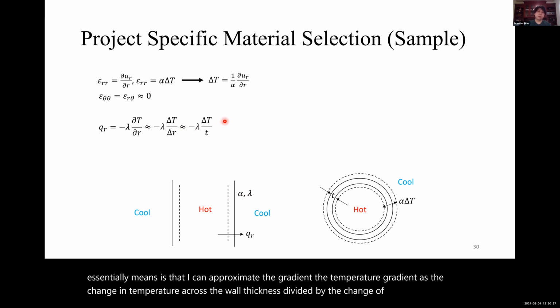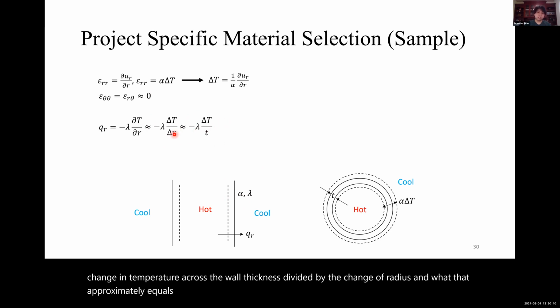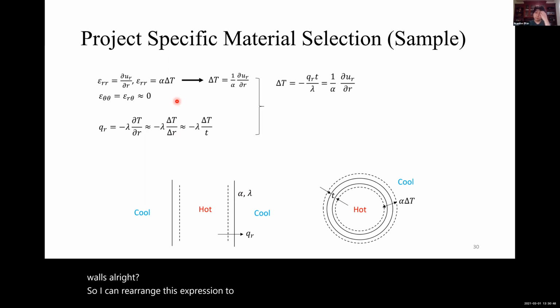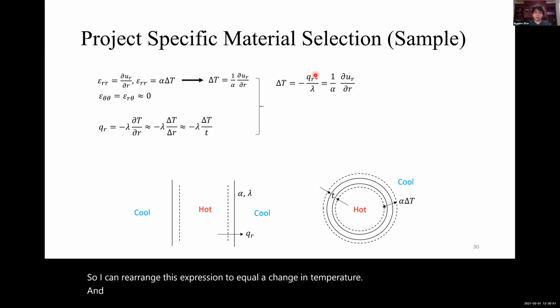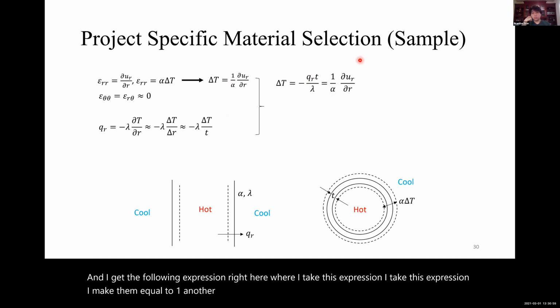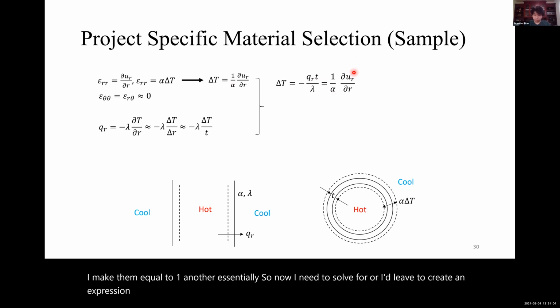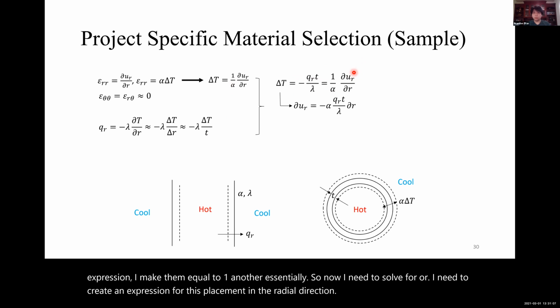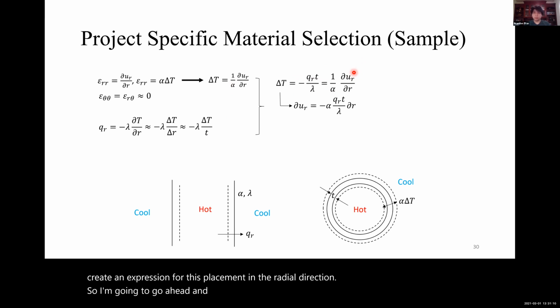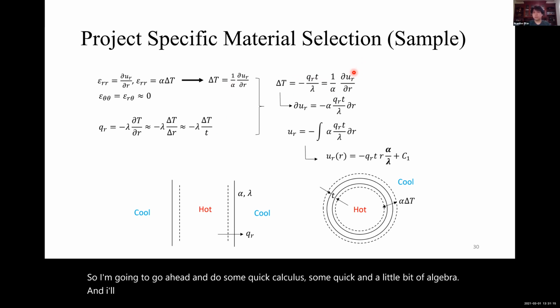And what that approximately equals, the change in radius, is basically the thickness of the walls. All right. So I can rearrange this expression to equal change in temperature, and I get the following expression right here, where I take this expression and make them equal to one another. And now I need to create an expression for displacement in the radial direction. So I'm going to do some quick calculus and a little bit of algebra, and I'll arrive at this equation right here.